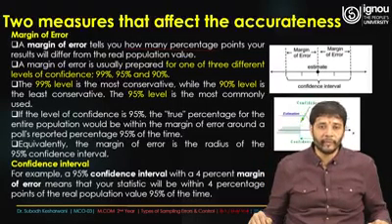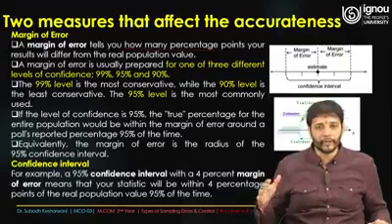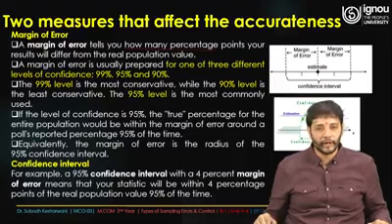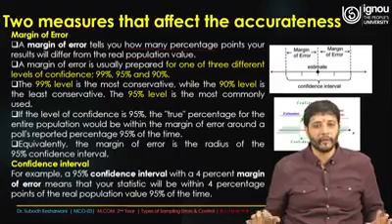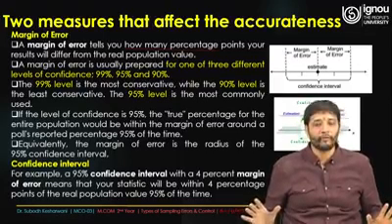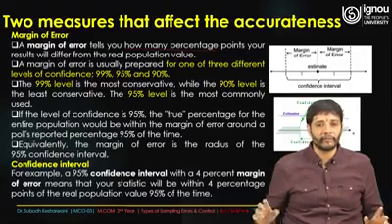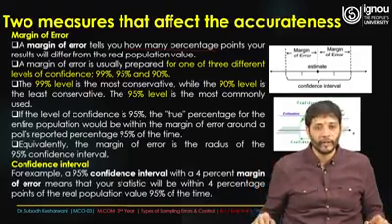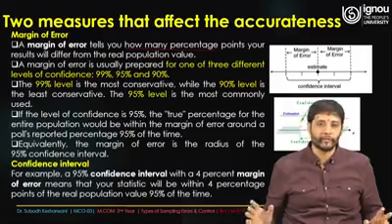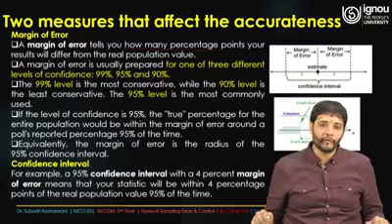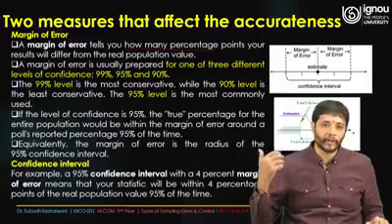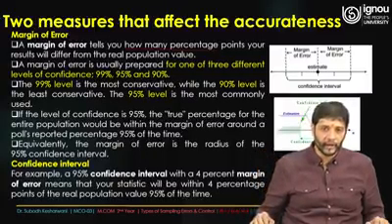So the 95% level is the most commonly used, because the confidence level is going to be evaluated at 95%. A 95% confidence interval with a 4% margin of error means that your statistics will be within 4 percentage points of the real population value 95% of the time. So if the level of confidence is 95%, the true percentage for the entire population would be within the margin of error around the poll.